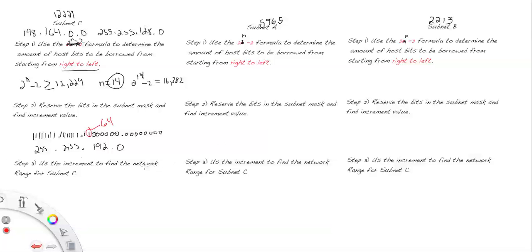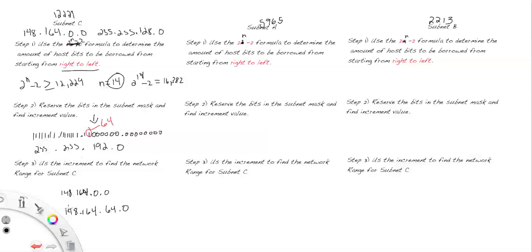So use the increment to find the network range for subnet C. I'm going through this pretty quick because we've gone through this before. So using the increment, we start with what we were given, 148.164.0.0, and our next range will start at 148.164.64.0 because the increment is in this third octet here, right? So that's where we're going to increment.